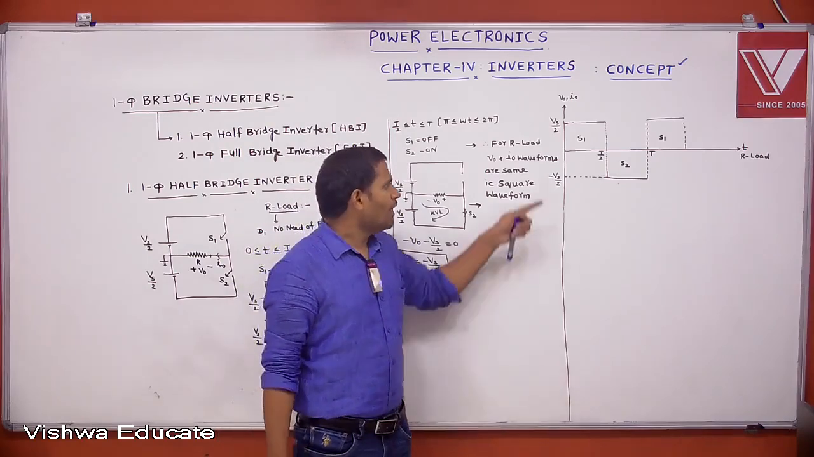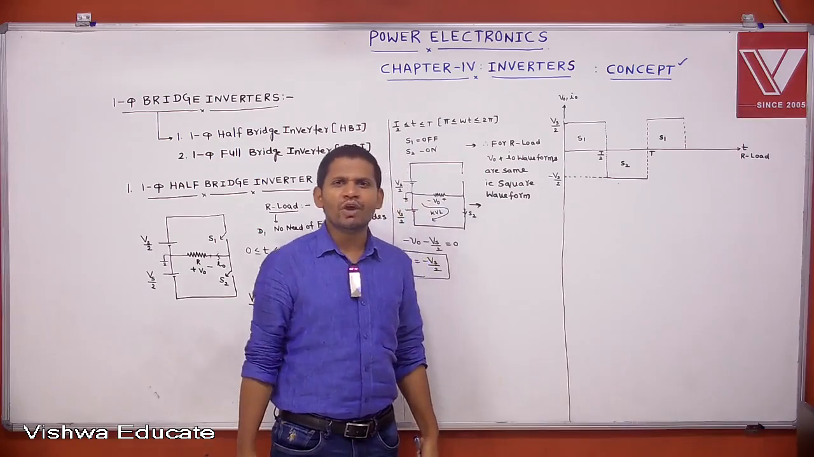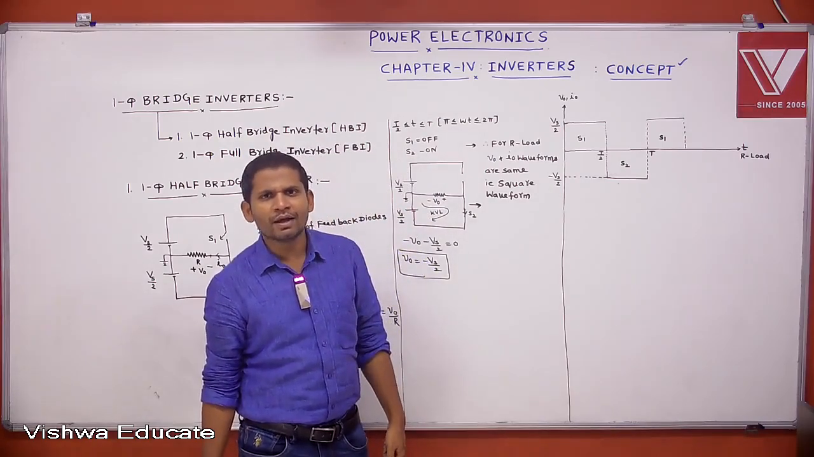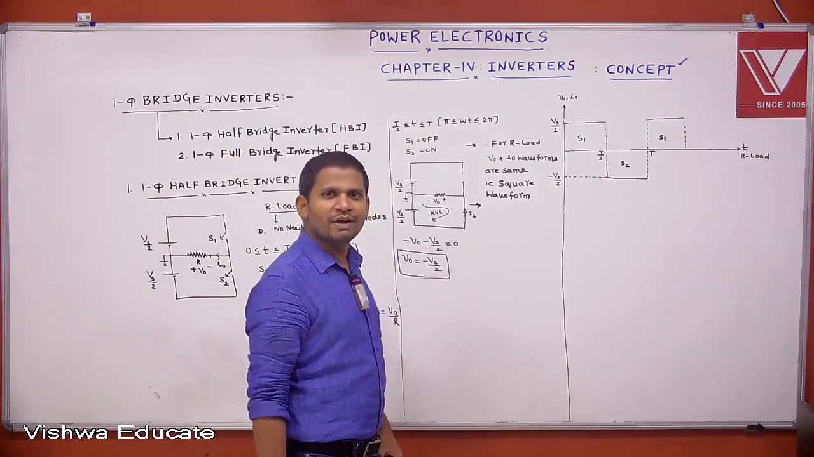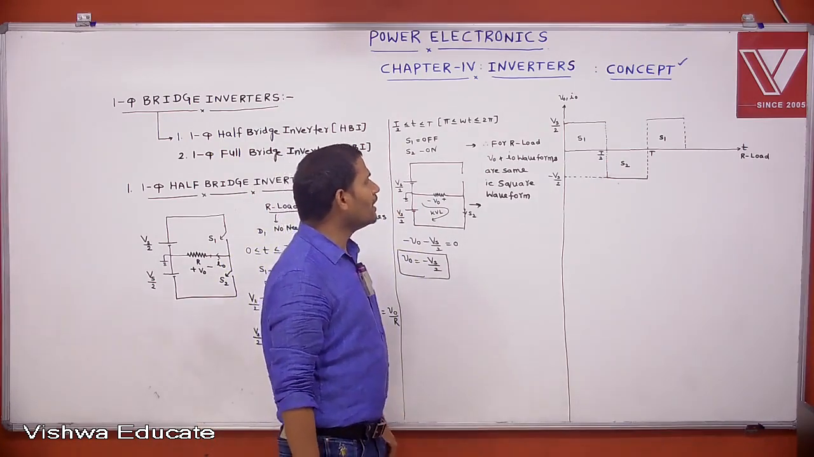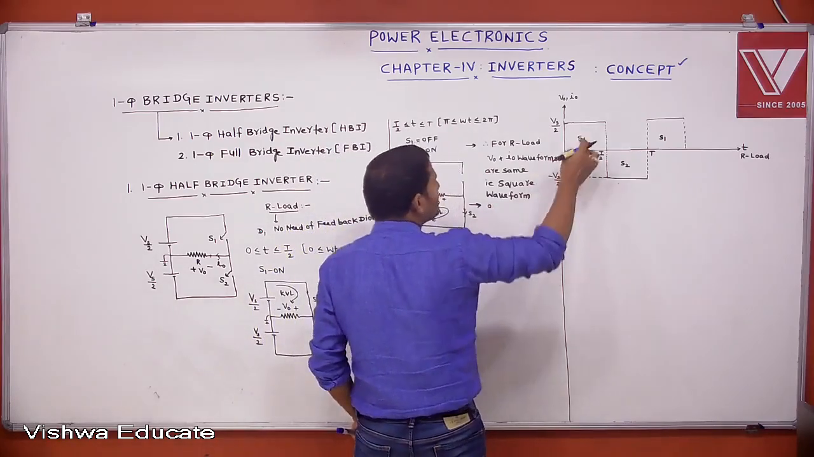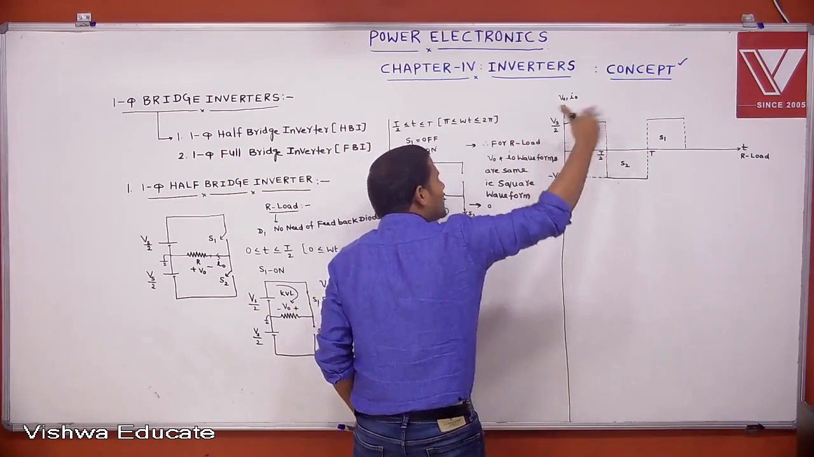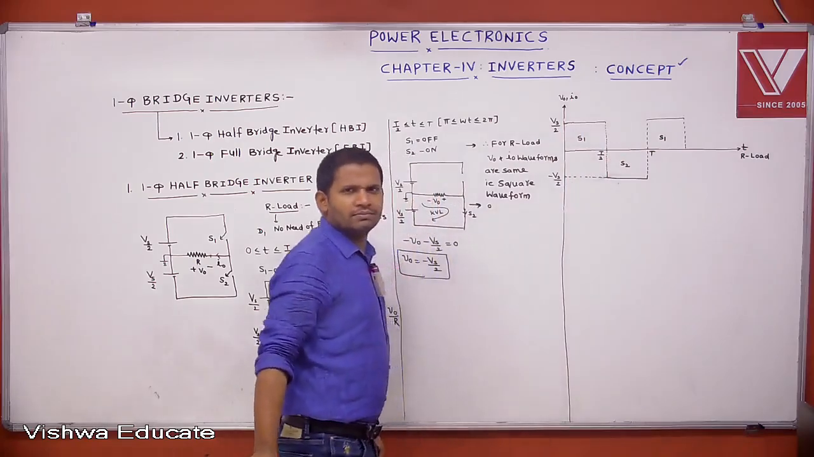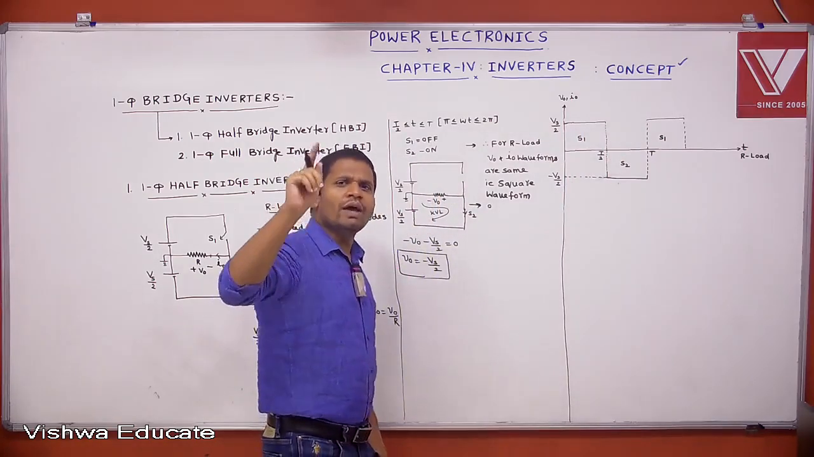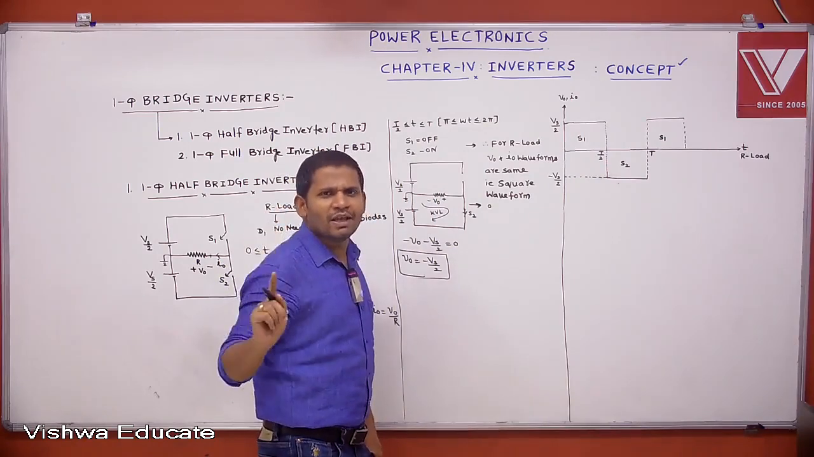That means for different types of loads, if we want to draw the waveforms, then which waveforms do you want to draw? Current waveforms. Because for a voltage source inverter, output voltage is independent of load parameters. Once we are generating a square waveform, it is fixed. Whatever load you connect, it is a square waveform only. Based on your requirement, we are generating one waveform. That voltage waveform remains the same for any load.